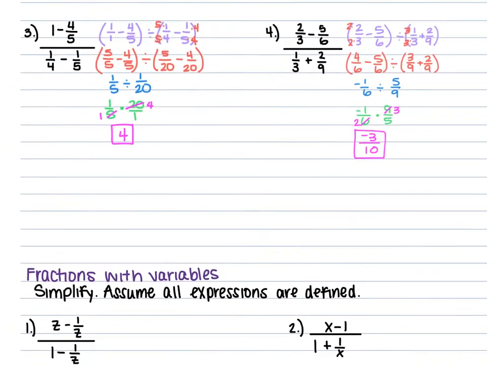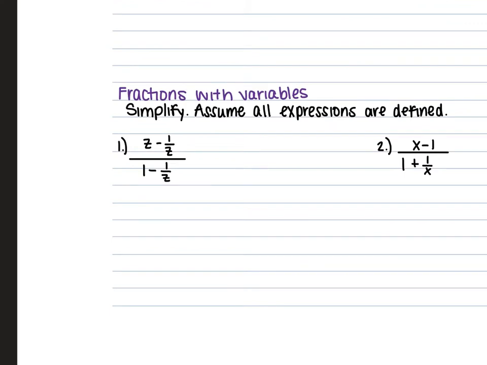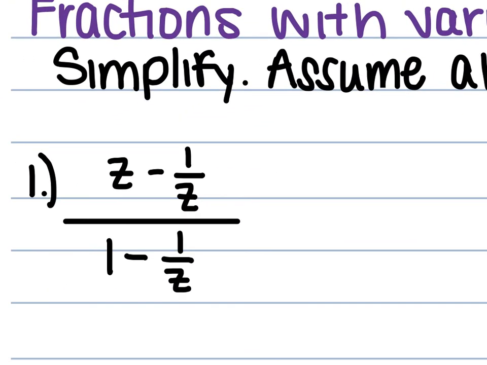Sometimes we are going to have these complex fractions with variables in them. So when that is the case, we're going to treat these the same way we would with numbers. We're going to find the least common denominator, do the addition or subtraction on the top, do the addition or subtraction on the bottom, then divide the two. So if we look at example 1, we have z minus 1 over z over 1 minus 1 over z.